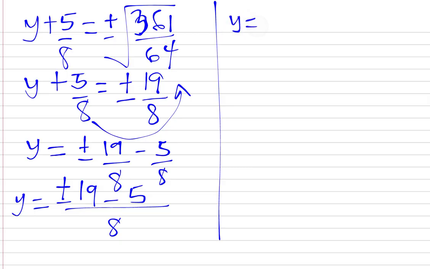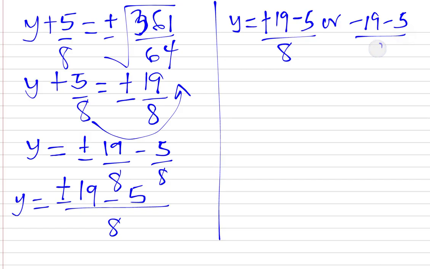Y equals to, don't forget now you are going to separate. So you are going to have plus 19 minus 5 over what? Over 8. Then minus 19, or minus 19 minus 5 over 8, and that will give us y equals to plus 19 minus 5.